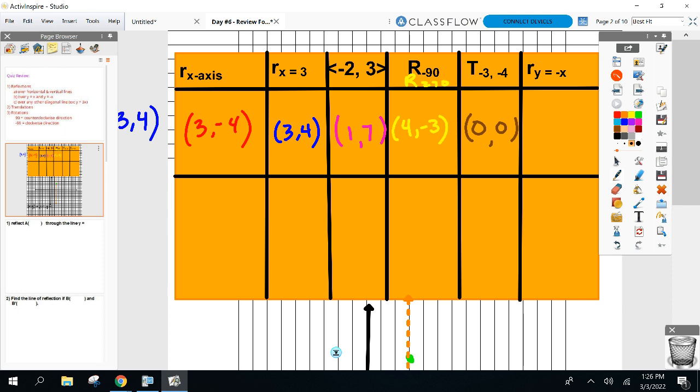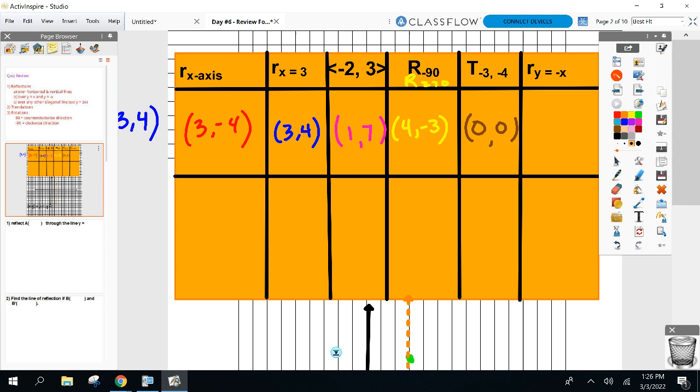Flip and... flipping's not good enough. Change the sign. Flip and change the sign. Y equals -x. You flip the coordinates, swap them, switch them, and change the sign.